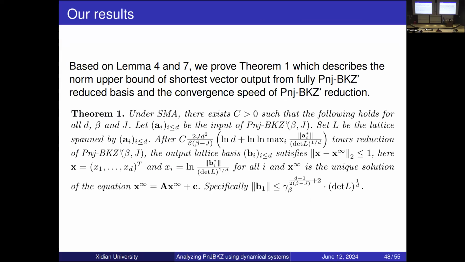Then, based on Lemma 4 and Lemma 7, we give our main result, Theorem 1, which describes the upper bound of the shortest vector output from a fully PNG-BKZ reduced basis and the number of tours needed for convergence. And we also proved that the output of PNG-BKZ does converge to the solution we gave before. We bound their distance.